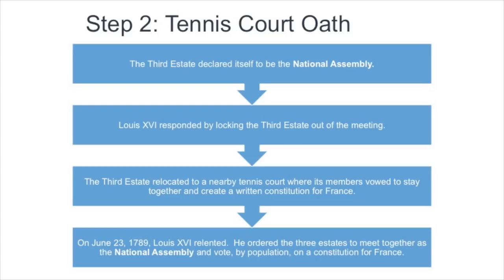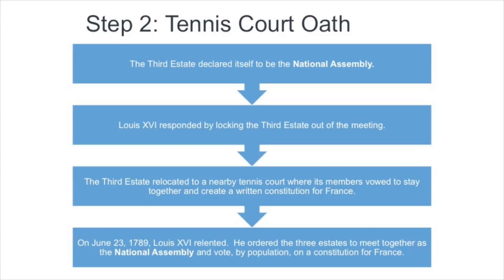Louis XVI responded by locking them out of the Estates General, saying, well, you can't meet here, so you can't be an assembly. The third estate responded to this by relocating to a nearby indoor tennis court, where they would bang down the doors, and they decided that they would write a new constitution for France, and that would declare itself a constitutional monarchy. So on June 23rd, 1789, Louis XVI relented, and he ordered the three estates to meet together as the National Assembly and vote by population on a constitution for France.